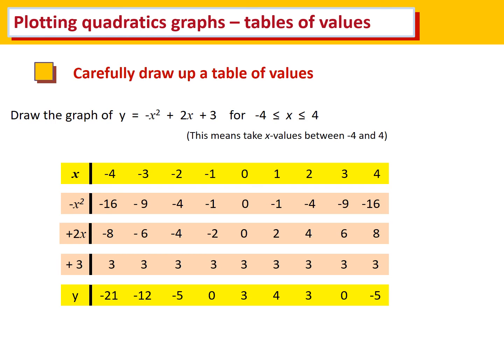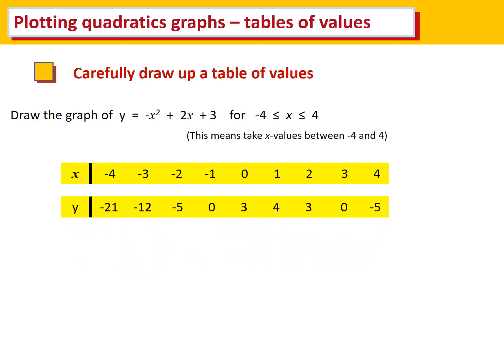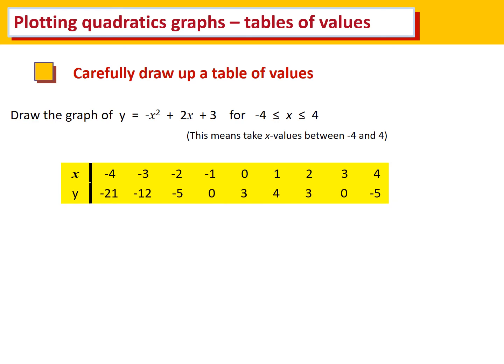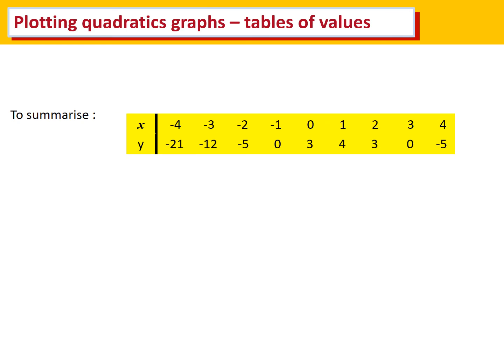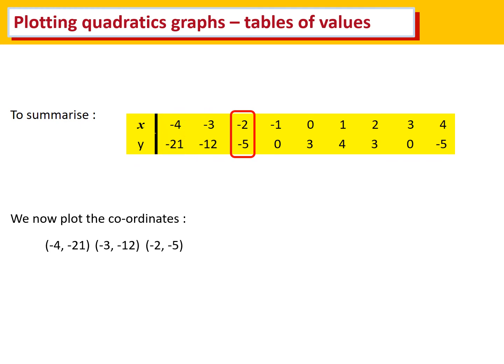Once we've completed our table, let's just focus on the x and y values. And there they are, and now we're ready to plot them. Negative 4, negative 21, negative 3, negative 12, negative 2, negative 5, etc. So take your time with the table of values. Accuracy is king, and then you'll be able to plot your points for your graph.